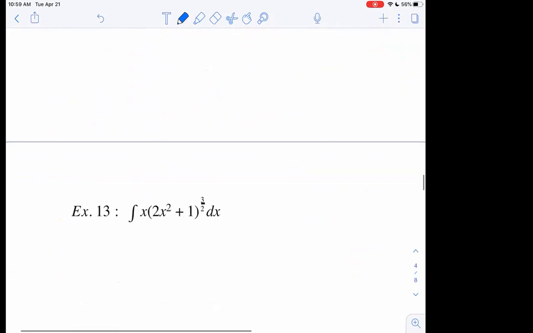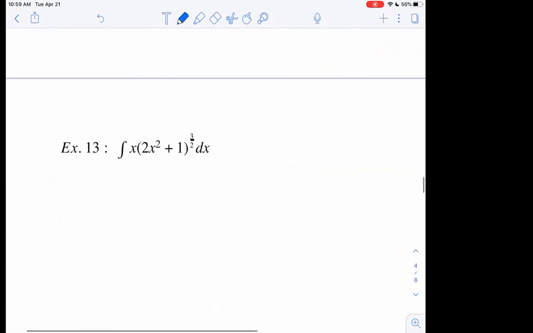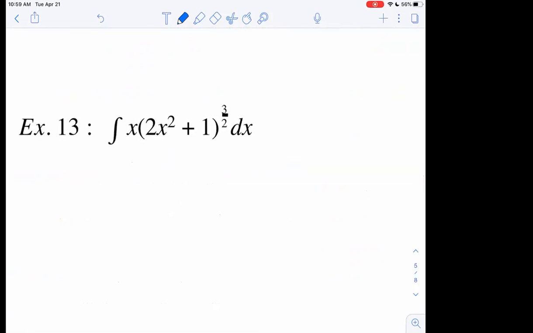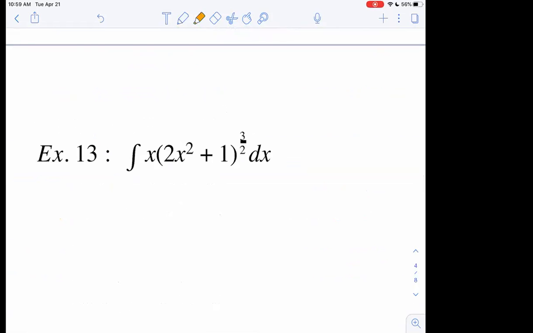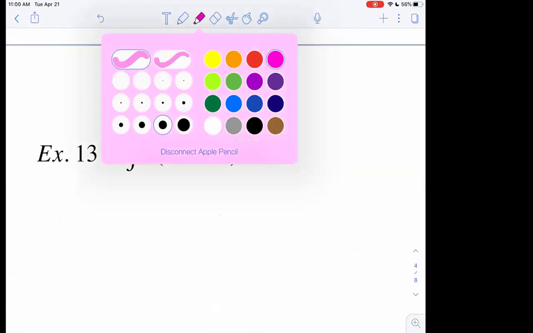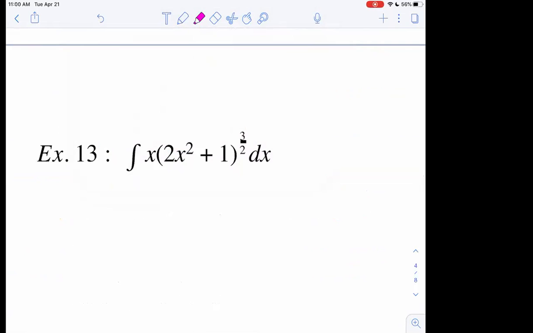All right. Let's move on to example 13. What is our u in this case for number 13?